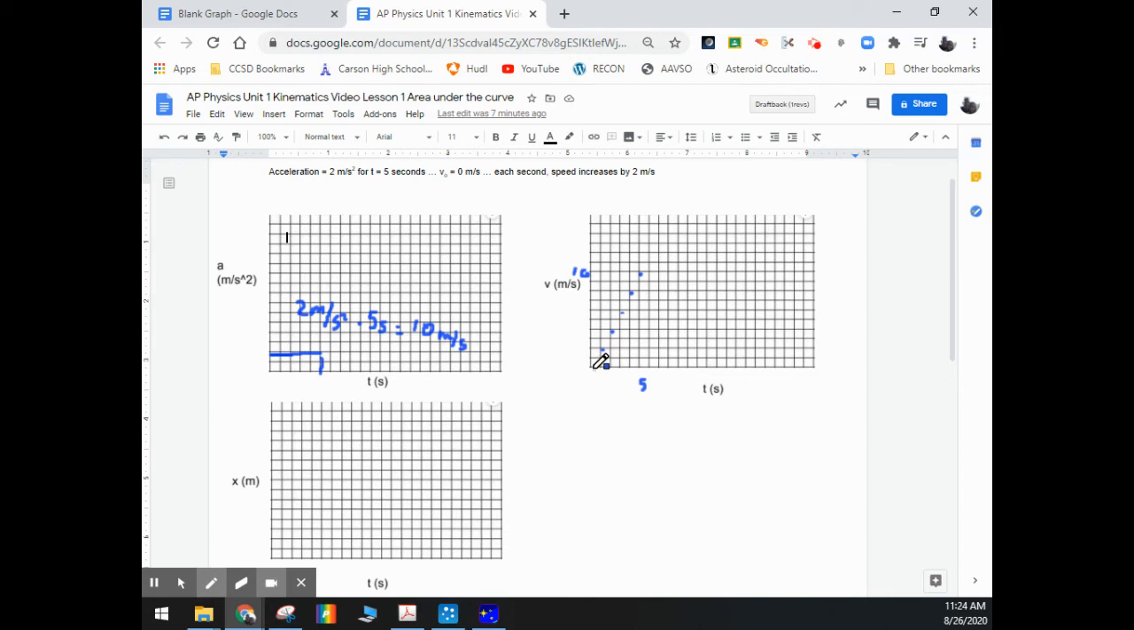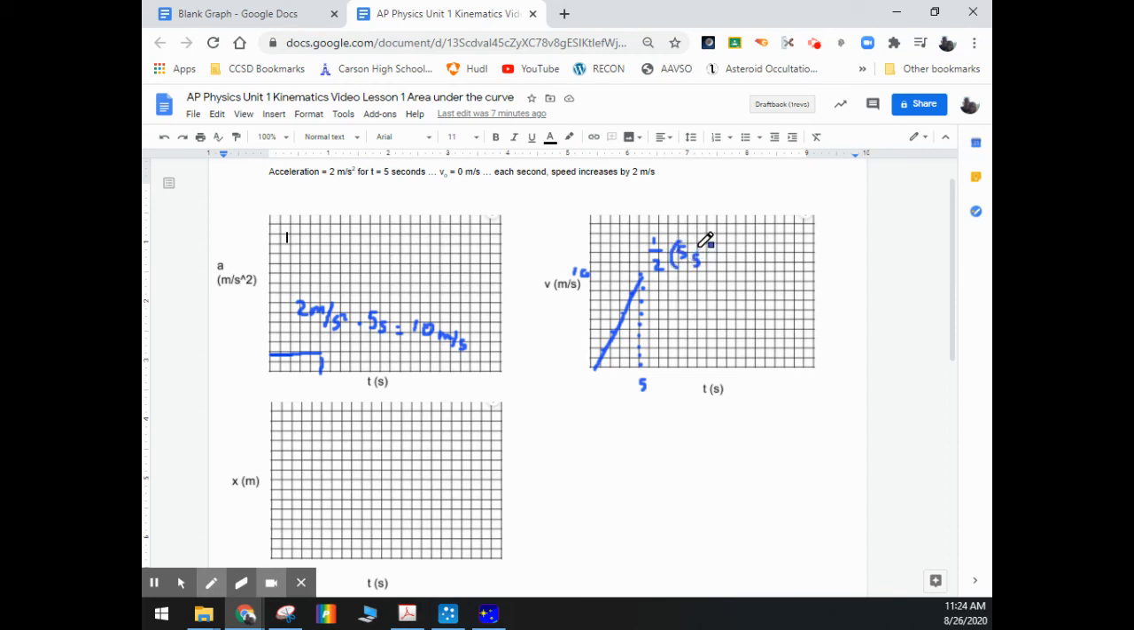And I'm going to go ahead and draw, because it's constant, a line here like so, to right there. And it looks like we have a triangle here. There's a triangle. And the area of a triangle is 1/2 base times height. So in this case, let's see what the area under this curve tells us. So we know it's going to be 1/2. Okay? Now the base is 5 seconds. I'll go ahead and put down here 5 seconds, like so.